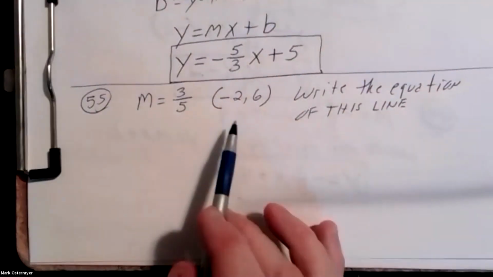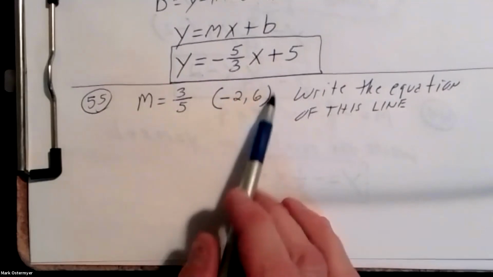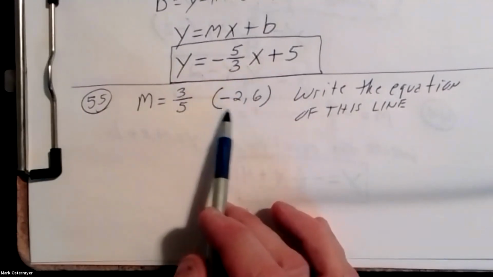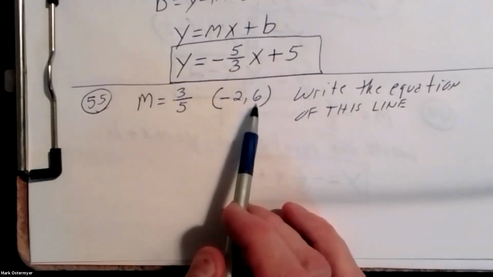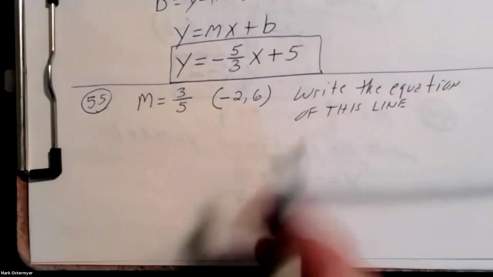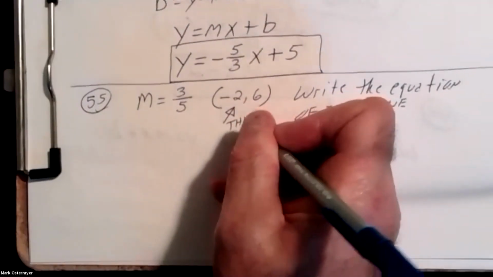Well, ladies and gentlemen, it's not as easy as the problems before, because before they gave us the y-intercept. This is not a y-intercept. This point does not lie on the y-axis. It's not the point of intersection between the graph of this line and the y-axis. So we need to understand that this is not a y-intercept.